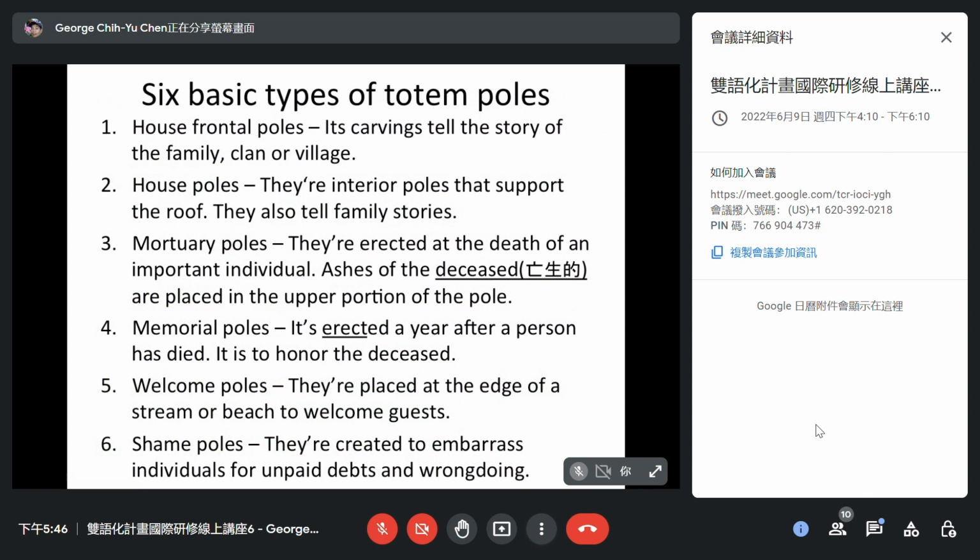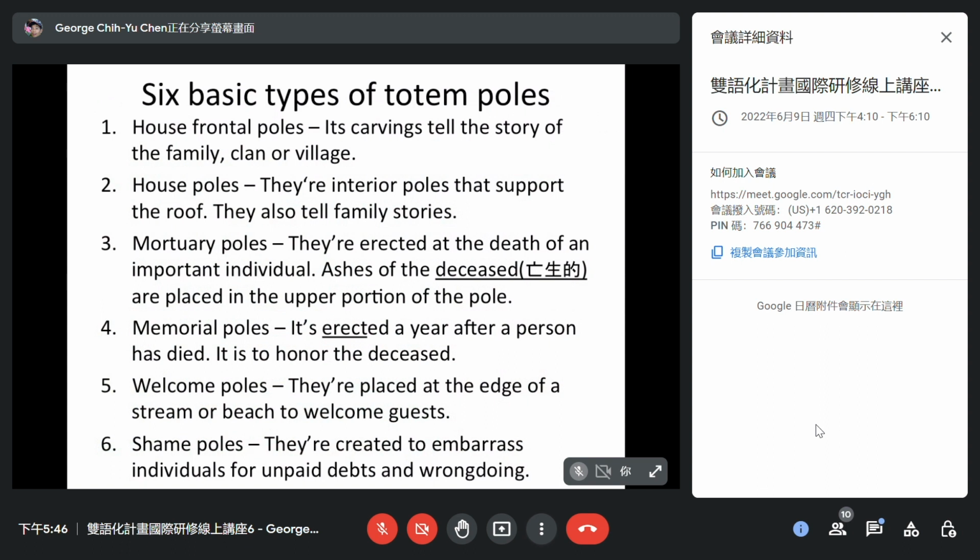And next we have shame poles. Shame we know is 耻辱. These poles are created to embarrass individuals, if that person has unpaid debts, 没有付清的债务, or wrongdoing, 或做错了什么事情, and they will erect these shame poles for the public to see which person has unpaid debts or did something wrong.